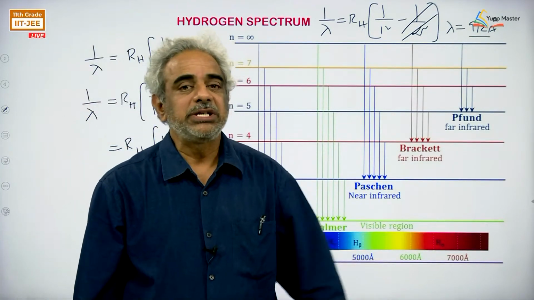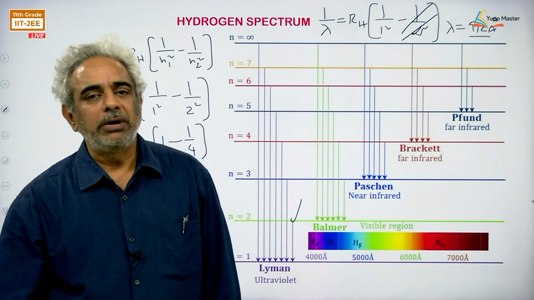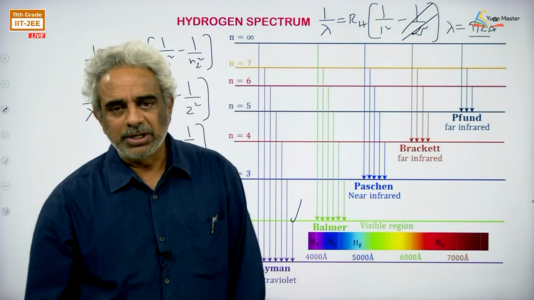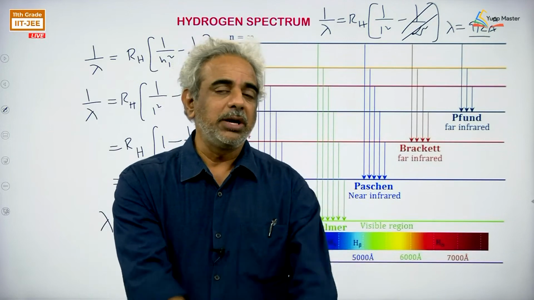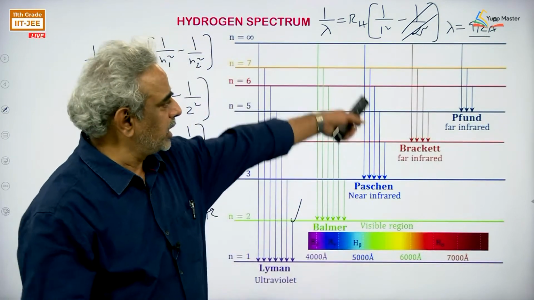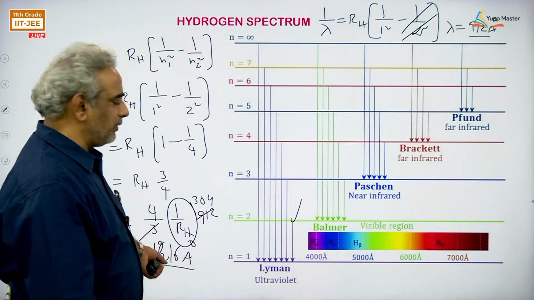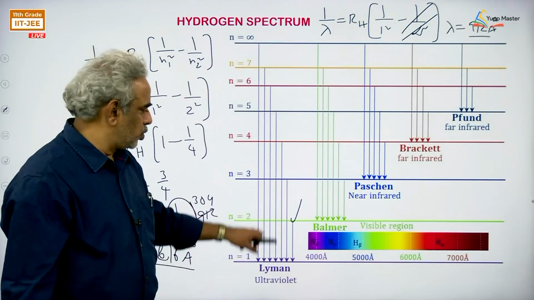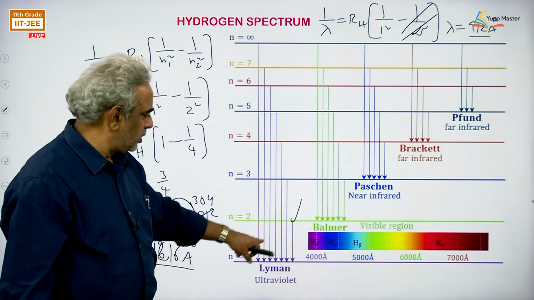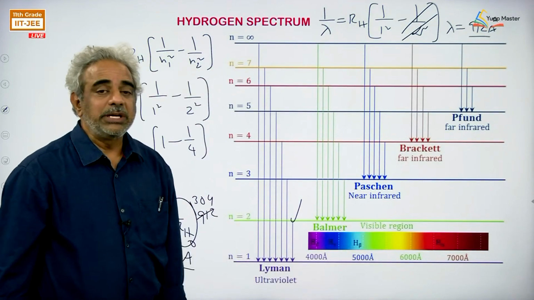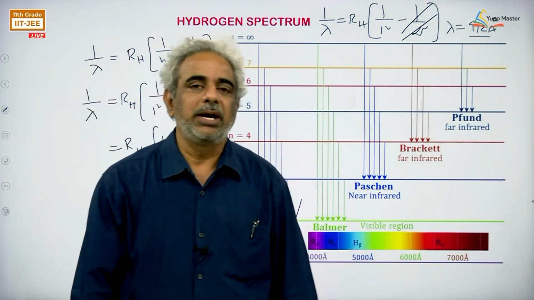Lyman series ranges from 912 to 1216 angstroms, which is invisible. The most energetic is 912: the less the wavelength, the more the energy; the more the wavelength, the less the energy. So 2 to 1 is the least energetic line, and infinity to 1, the series limiting line, is the most energetic line.